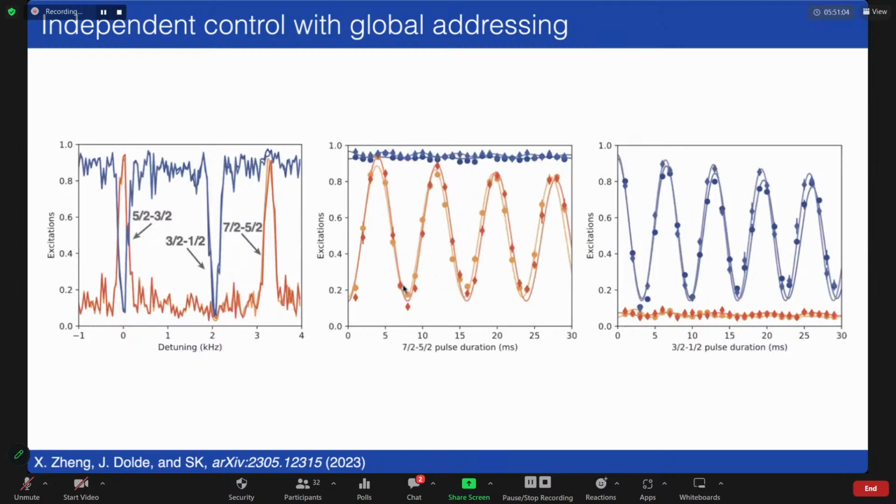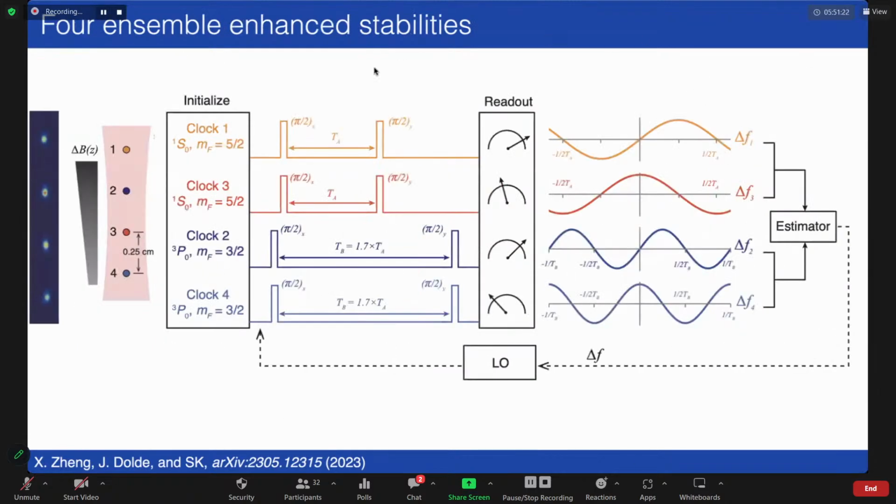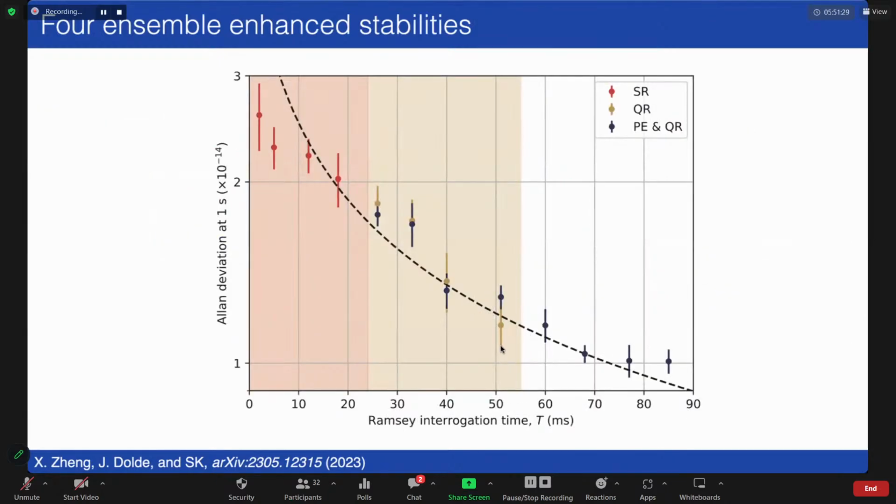So for example, this is much like some of the crosstalk plots that Hannes and Misha showed. You can drive one of these transitions, and we'd see 2 of our ensembles experiencing Rabi oscillations, and 2 of them that don't really experience any oscillations, and vice versa when we drive one of these other transitions. And this now allows us to do a more sophisticated version of a phase estimation algorithm with 4 ensembles, where we can now push beyond this 50 millisecond interrogation time that we got with quadrature Ramsey spectroscopy out to 85 milliseconds with a combination of this more sophisticated phase estimation and quadrature Ramsey.